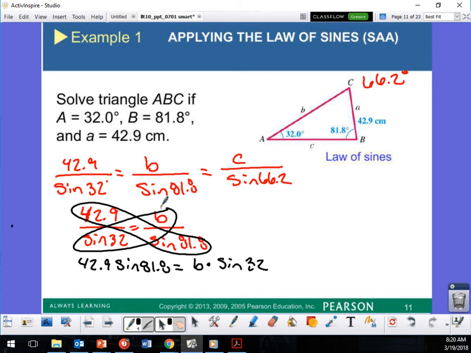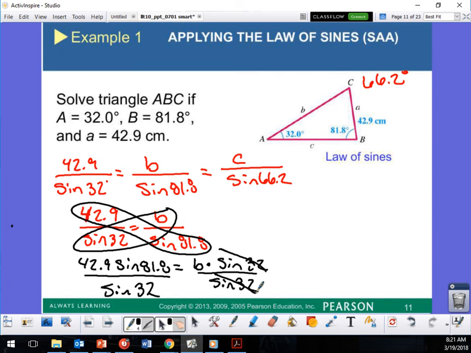Yes? Okay, so right over here on this side, this is multiplication. So what would I do to undo a multiplication? Divide. Very good. I'm going to divide both sides by sine 32. That's what I'm looking for. Okay, so over here on this side, this cancels. So therefore, I get B by itself.